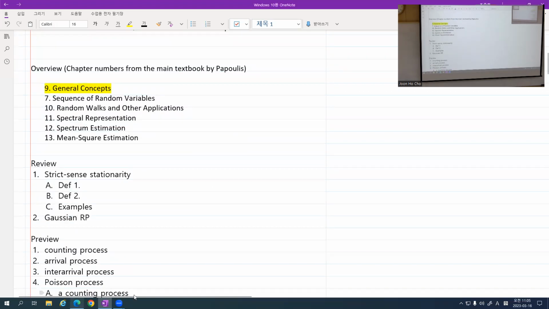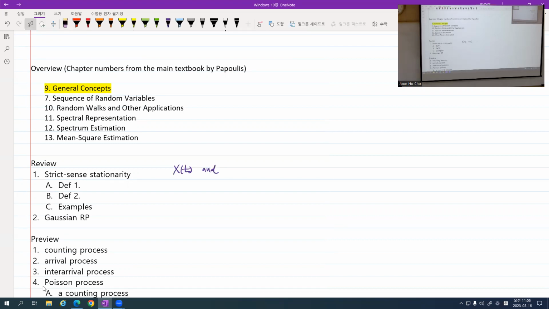Anyway, by the way, I'm going to review strict sense stationarity because it appears in quiz problem 3 related to the Gaussian random process. So what is strict sense stationarity? It seems I somehow confused you because I defined it in terms of the nth order distributions. However, the key idea and the major theoretic definition of strict sense stationarity of a random process is this: X of t and X of t minus delta have the same statistical property for all delta. That is the definition of strict sense stationarity.